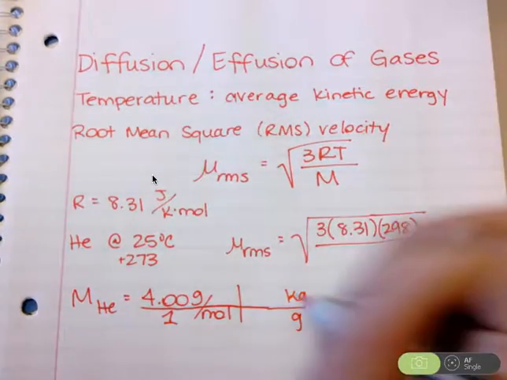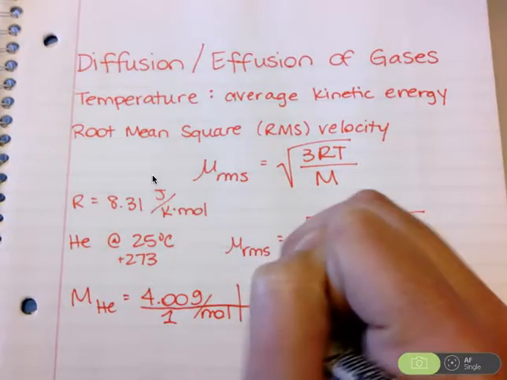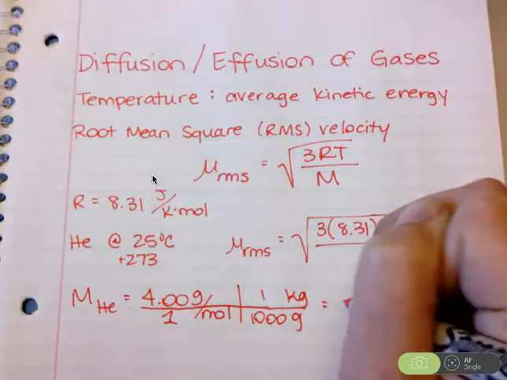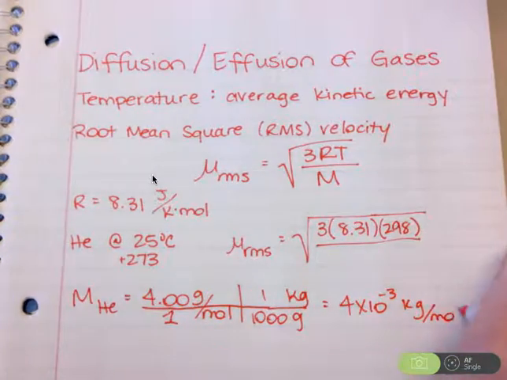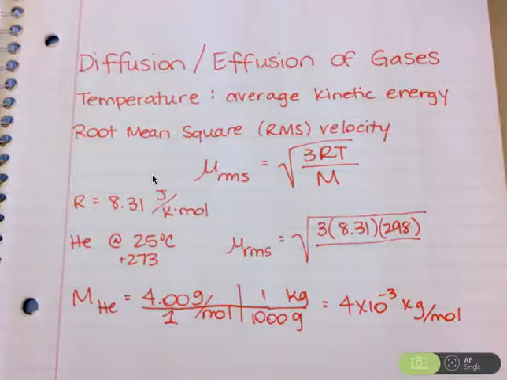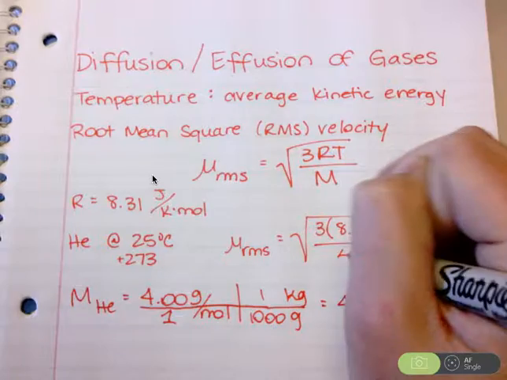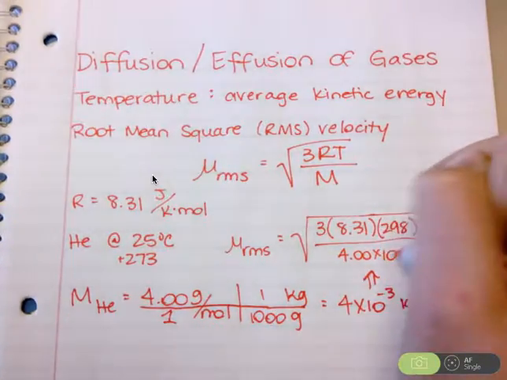Grams goes to kilograms, and for every kilogram, there are 1,000 grams. When I divide this by 1,000, I get 4 times 10 to the negative 3 kilograms per mole. And that's going to be the value that I need to use to get my root mean square velocity. So I'm going to put that number up here: 4, if you want to keep sig figs, 4.00 times 10 to the negative 3.